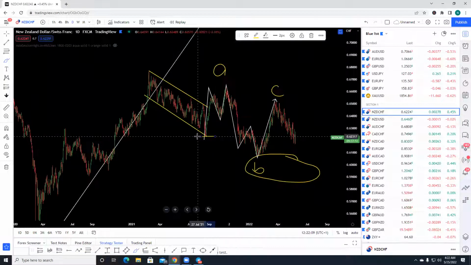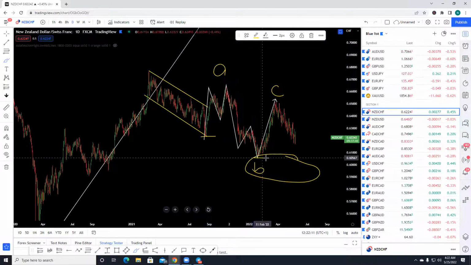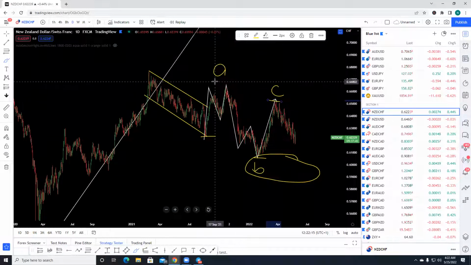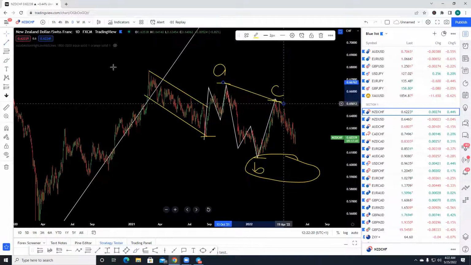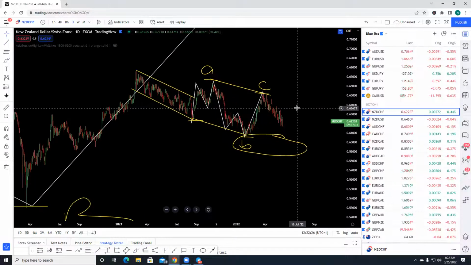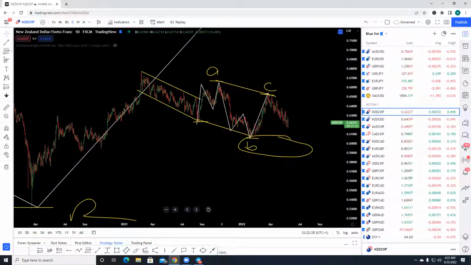Look at here, the start of A, look at the end of B, it has broken it. And then the end of C did not get to the end of A. This one is therefore a running flat. Okay, watch my video, the one I dropped today, you will understand what I'm talking about. This is a running flat. So what are we expecting, guys?